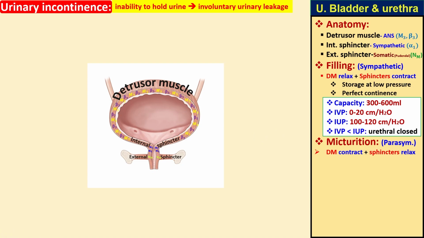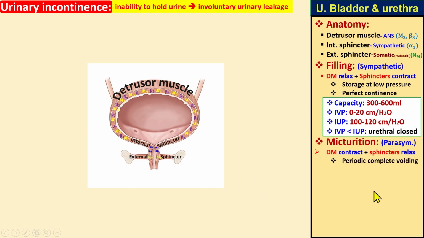For easier understanding, think of a fight or flight condition. For example, you are running away from a dog. You do not think to urinate. That's why the sympathetic phase is the filling phase. Micturition is associated with the parasympathetic phase, when you are in a normal condition, not under stress.